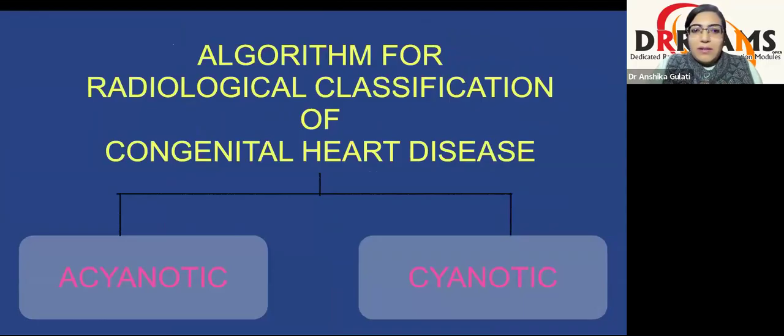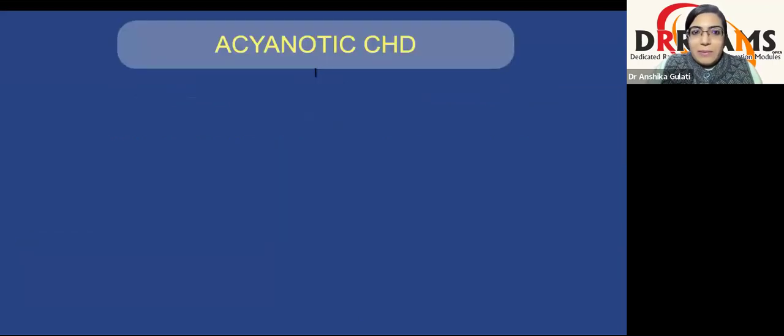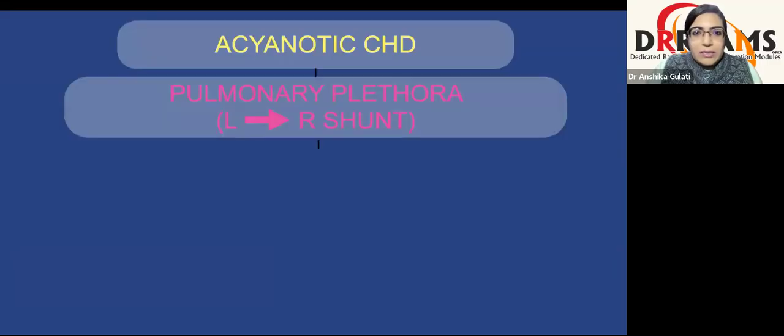We are all aware that congenital heart diseases are broadly categorized into two categories, that is acyanotic and cyanotic. So we'll see first how we approach a case of congenital heart disease on a frontal chest radiograph. Firstly, we'll begin with acyanotic congenital heart disease. All of these cases have a left to right shunt, which increases the blood flow to the pulmonary artery, leading to pulmonary plethora.